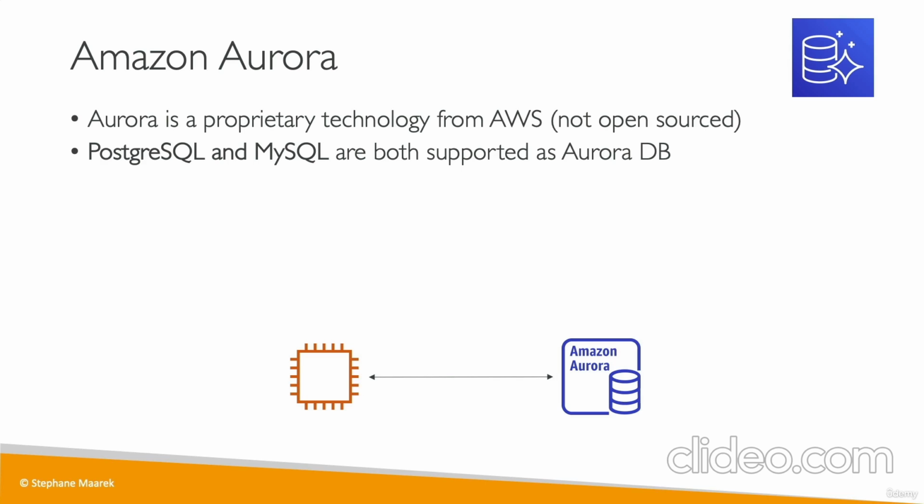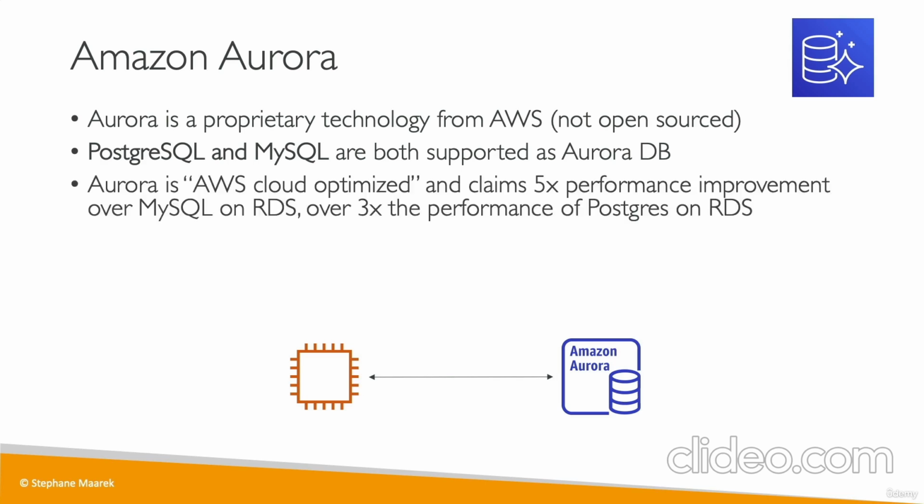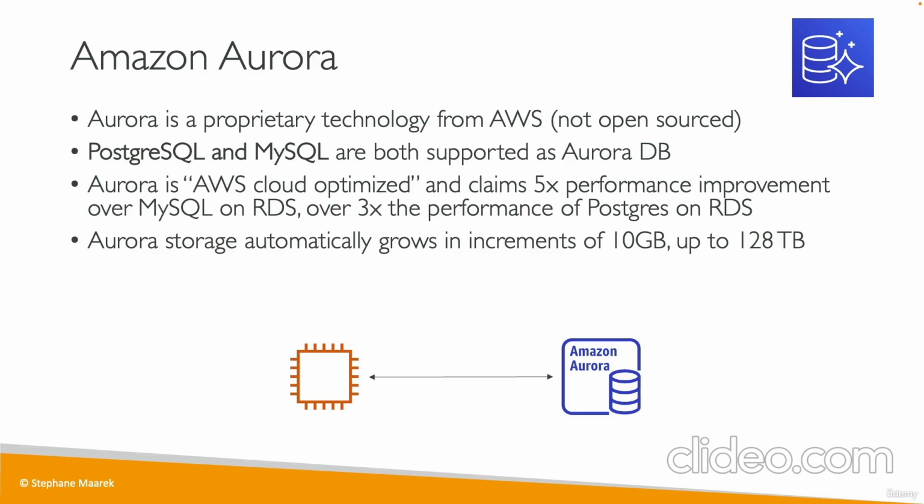The idea with Aurora is that it's going to be cloud optimized, and so there is a 5x performance improvement over MySQL on RDS and a 3x performance improvement over using Postgres on RDS. On top of things, we don't need to worry about the storage of an Aurora database because the storage will grow automatically in increments of 10 gigabytes up to 128 terabytes.